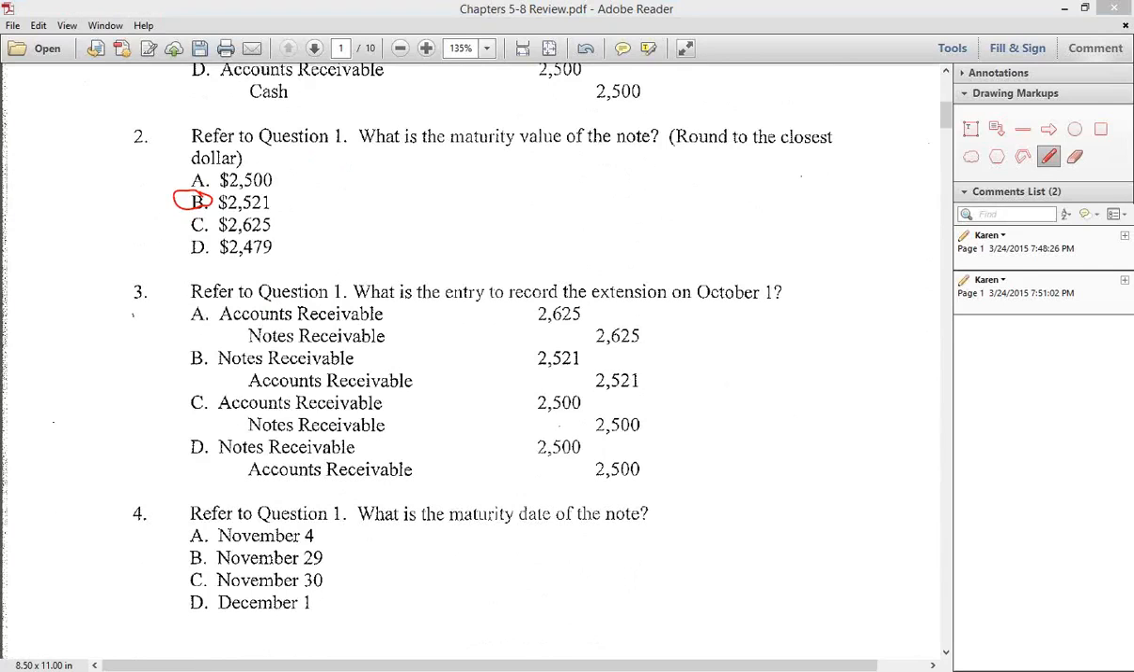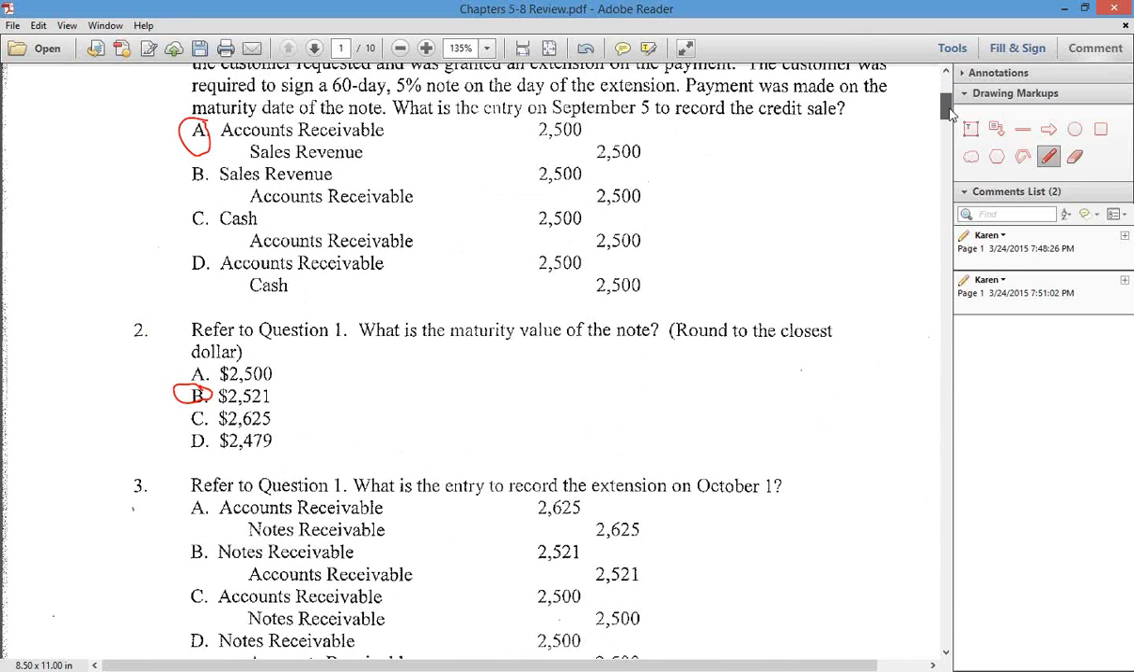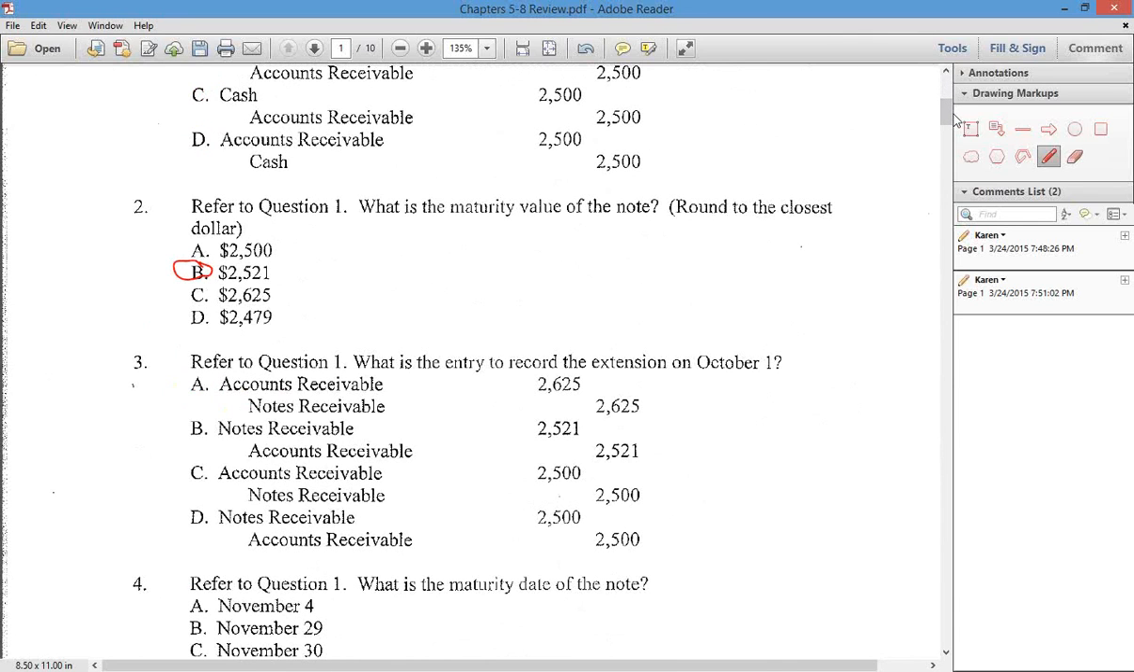I like your hmms as people are thinking. So this would have been originally recorded as an account receivable and a sales revenue. Your accounts receivable would have been originally recorded at $2,500 on the date, which was September 5th. Now it's October 1st, and the customer has requested an extension, and the company who was the seller required them to sign a note in place of that receivable.